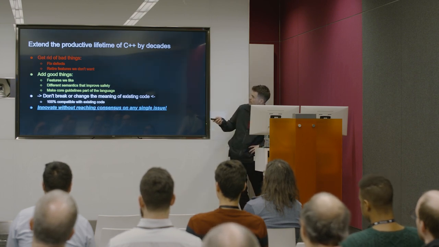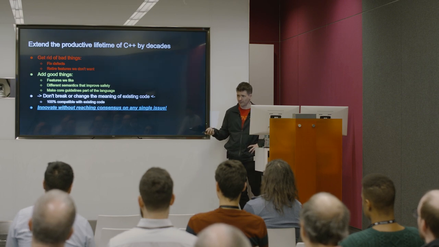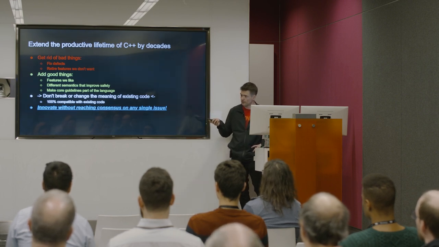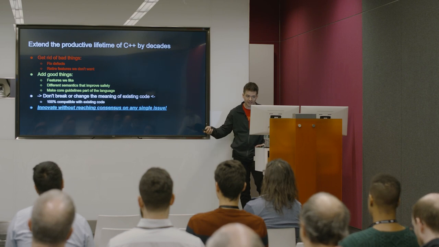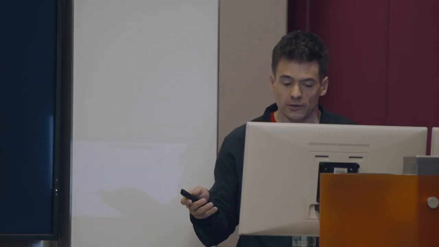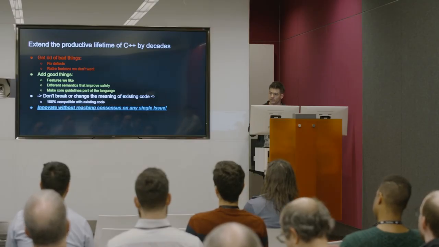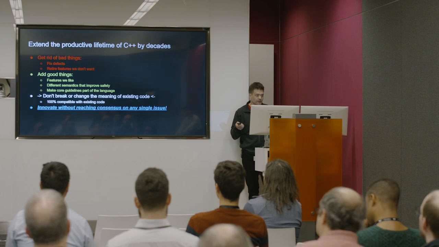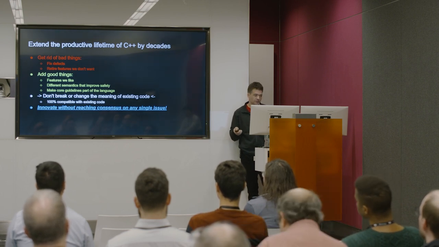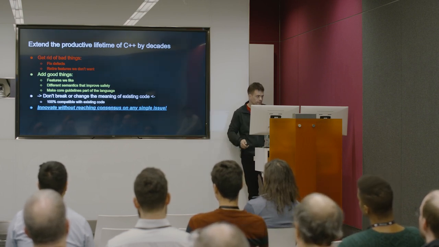Chandler was talking about C++ having decades of technical debt, but that's a victory that this language has been relevant for so long. And I think we can manage that technical debt by versioning out of it so that it doesn't create a problem. It's only a problem for the compiler maintainers, because if you turn those features you don't want off, you can go for another few decades. We want to get rid of bad things, we want to add good things, and we don't want to break or change the meaning of existing code. And finally, we can innovate without reaching consensus on any single issue. And I figure this will be the kind of controversial part.